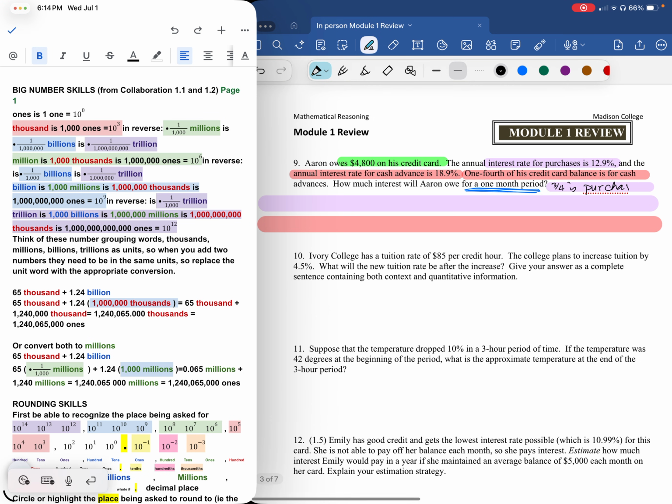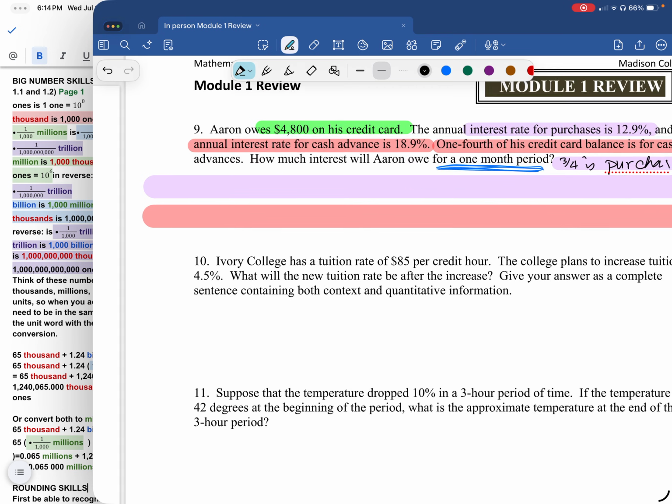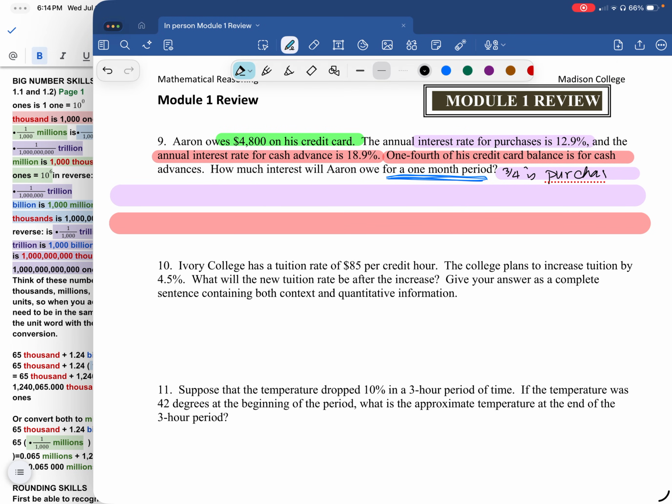So 3/4 of the balance is purchases, and that is $4,800. And 1/4 is for cash advance. So this is purchase, cash advance. This equals 3,600, and this is 1,200. So that's the balance in each one.